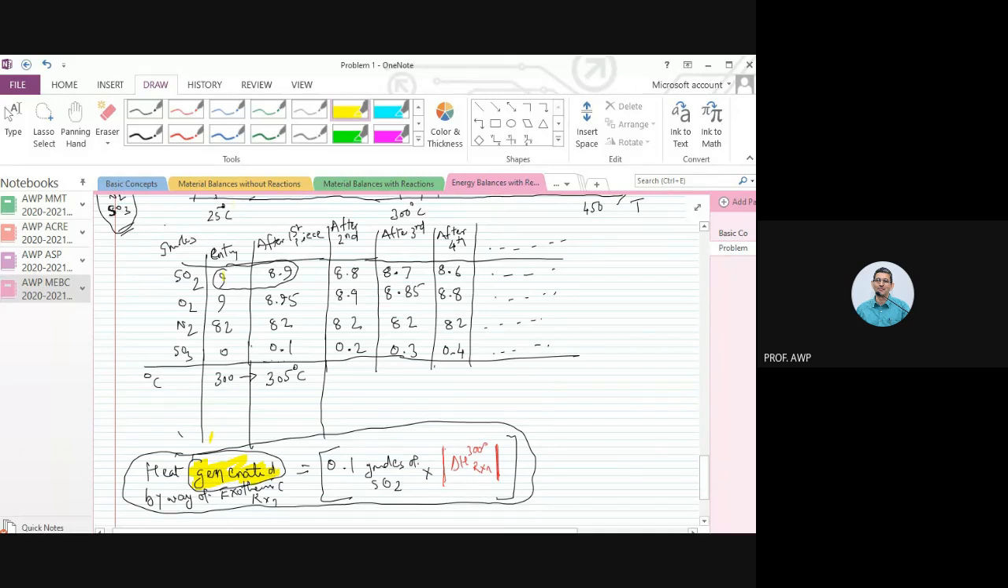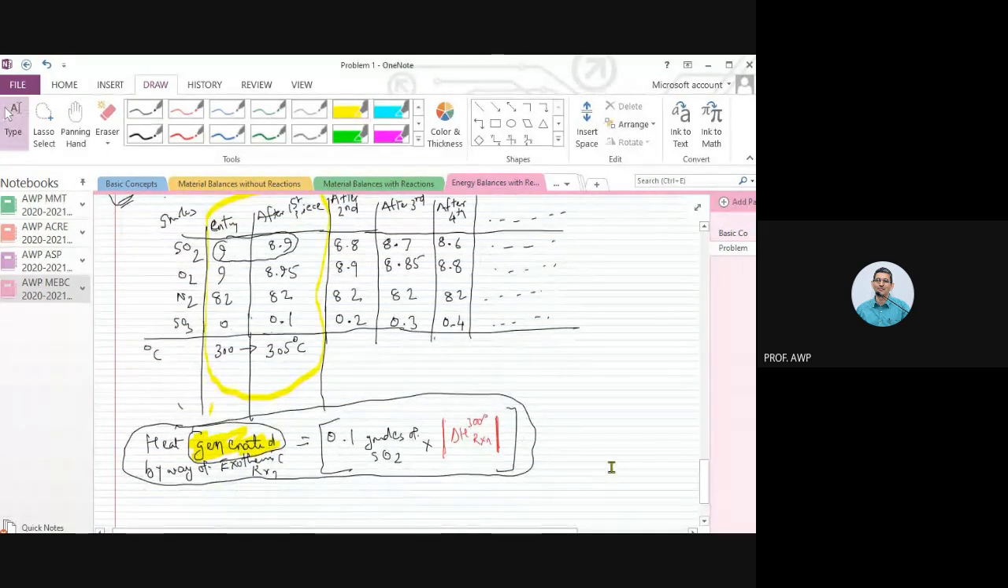Is everybody comfortable with this one small piece of the reactor? If everybody is comfortable with this one small piece of the reactor, then we will go forward to the second piece of the reactor.